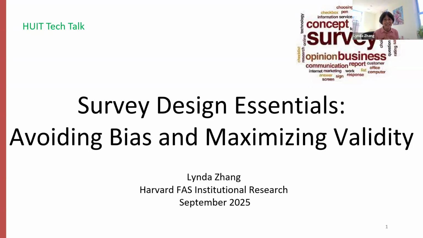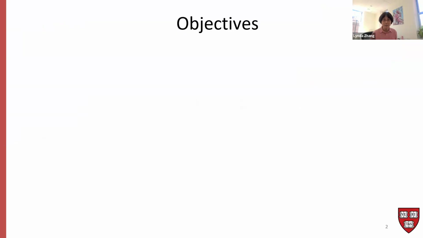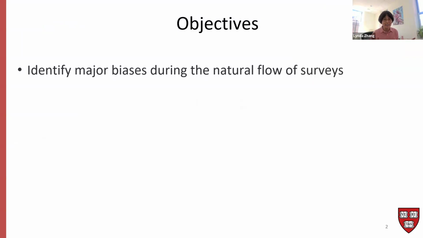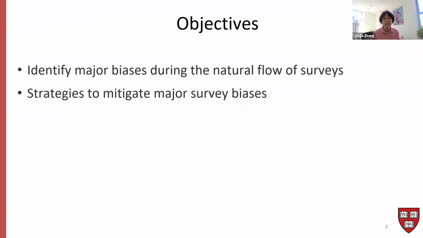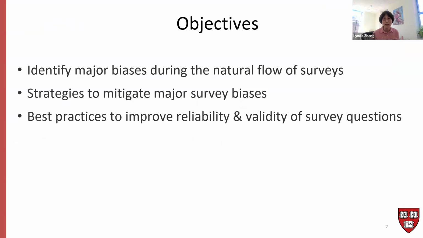Thanks everyone for joining today's workshop on survey design essentials, avoiding bias and maximizing validity. Today we're going to cover three objectives. First is spotting where major biases can occur. There are many biases that could occur, but today we'll focus on major biases that could occur in each step of the natural flow of surveys. And then learn strategies to reduce bias and explore ways to improve the reliability and validity of your survey questions.